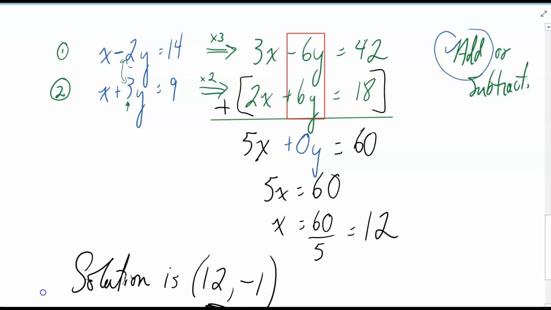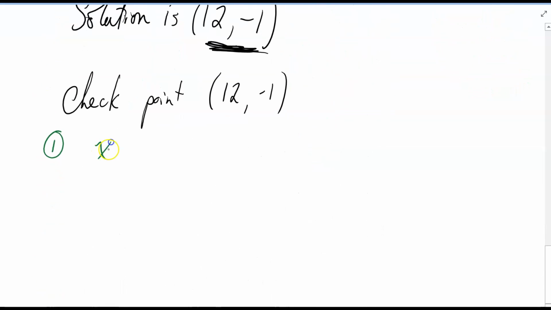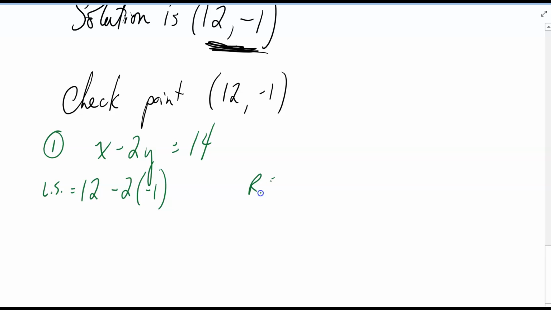Equation 1 is x minus 2y equals 14. So we should now sub in the value. So x is 12. I'm going to put a 12 there. Subtract 2 times y, which is minus 1. And that's the left side. The right side is equal to 14. Is 12 plus 2 equal to 14? Yes. All right, we got a big check. This point is a point on this line.